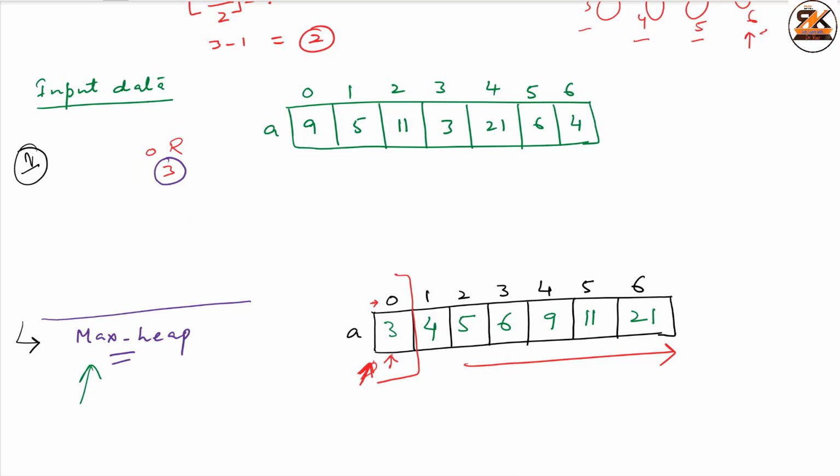So this is how we got a sorted array by using the heap sort method, and here we have used heap sort, and under that we have used the heapify method. So this is how we get the sorted list of elements by using the heap sort algorithm.